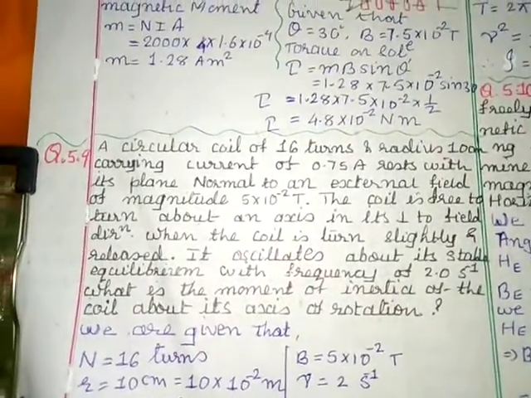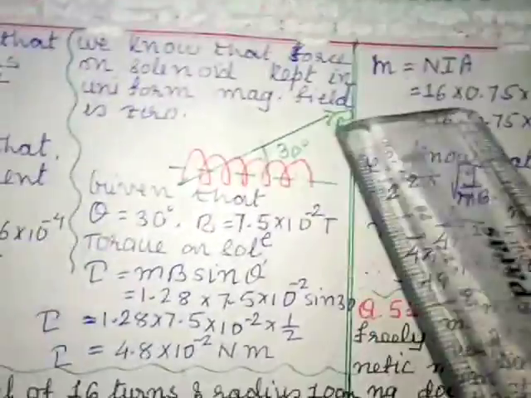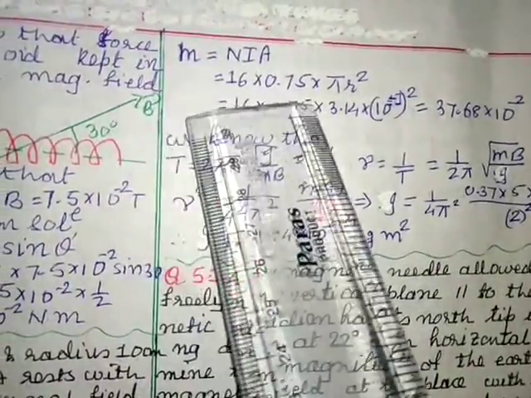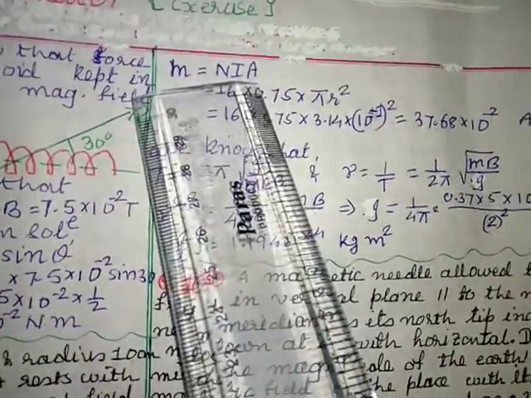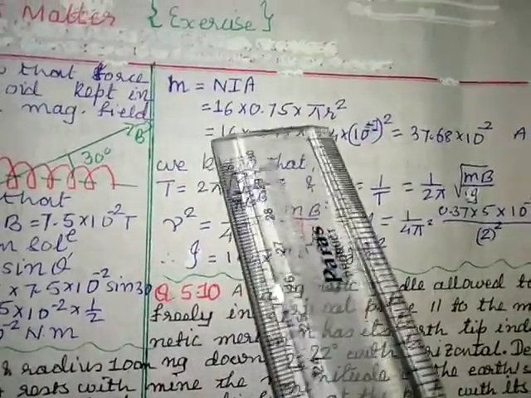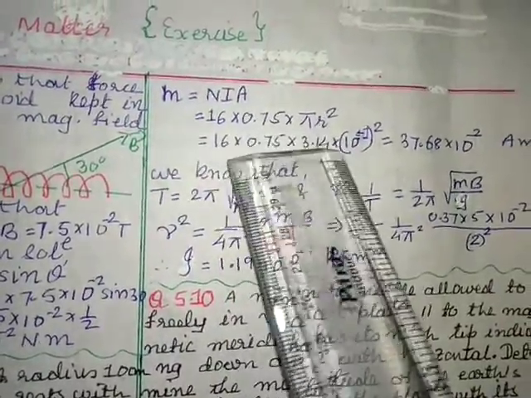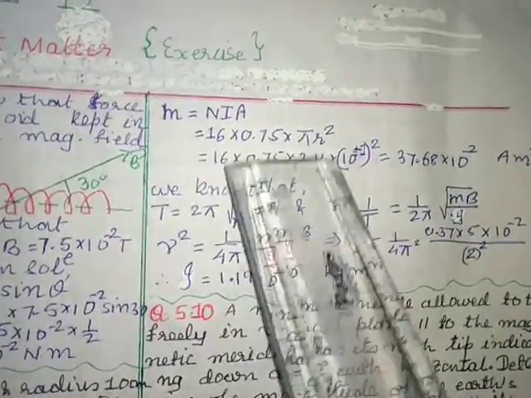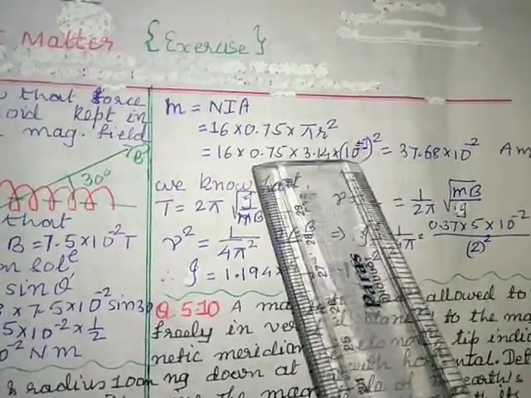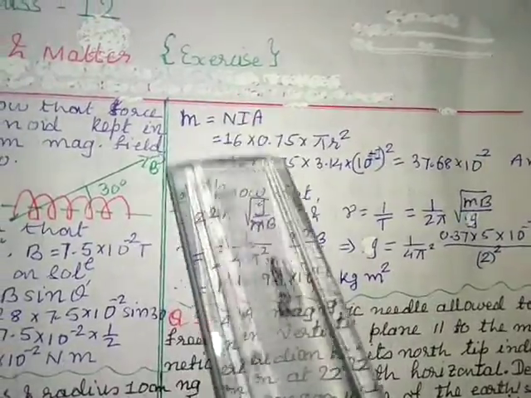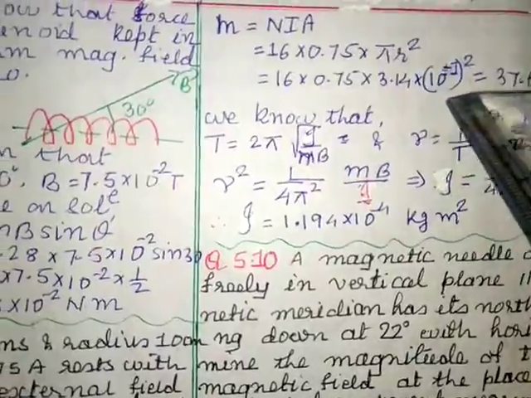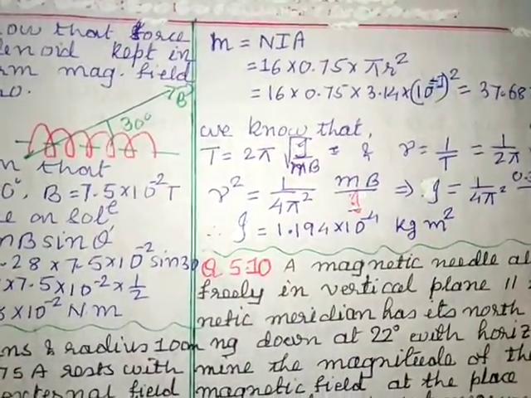Okay, so first we'll find the magnetic moment. So M is equal to NIA. N is 16, I is 0.75, and area we are given the radius of the coil, so we write pi r square. R value is 10 to the power minus 1, pi is 3.14, and r square means 10 power minus 1 whole square. Multiply, you will get 37.68 into 10 to the power minus 2 ampere meter square.